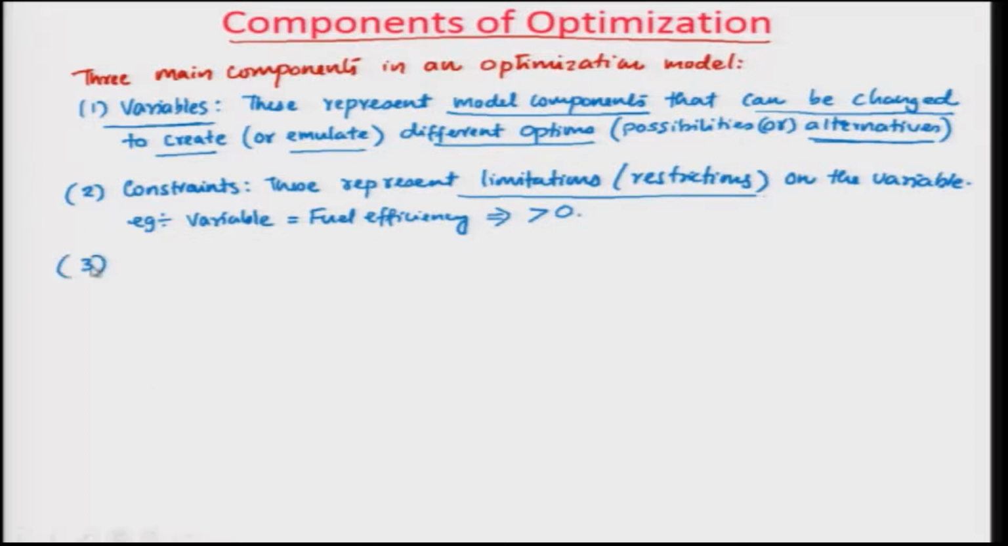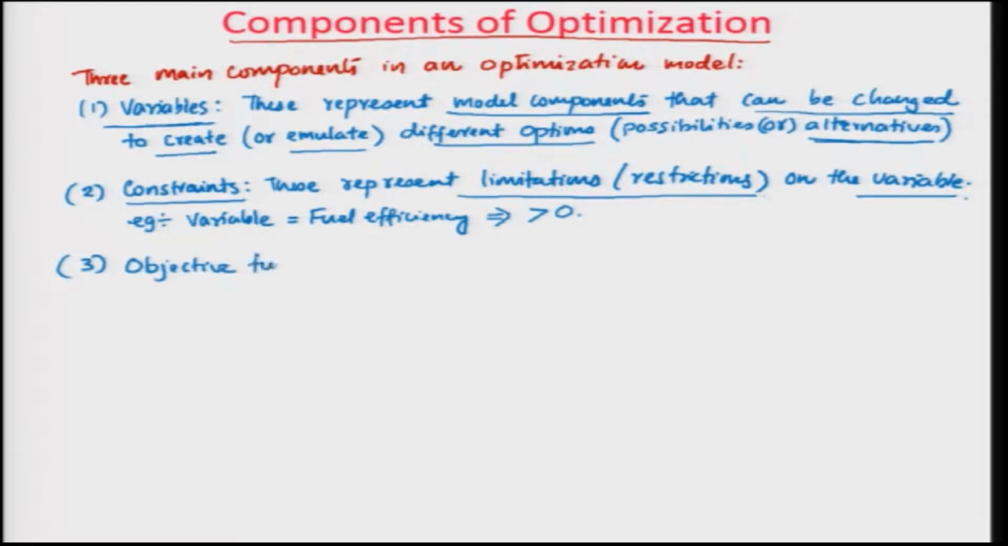The third aspect: the constraints are the limitations on the variable. What are the values the variable can take? What is the maximum value the variable can take? Those kinds of things are all part of the constraints. Then the last part is the objective function.